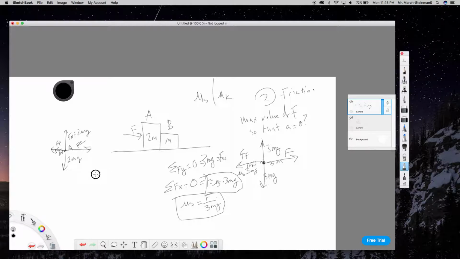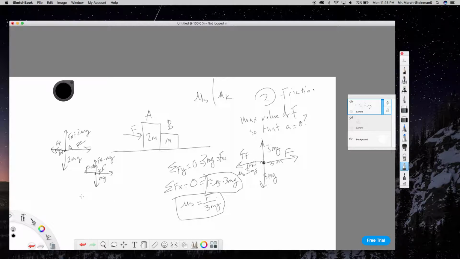Likewise, if I look at B, mg down, Fn up, I have my applied force going forward, and I have a frictional force going back. So the question is, what is the net force here?